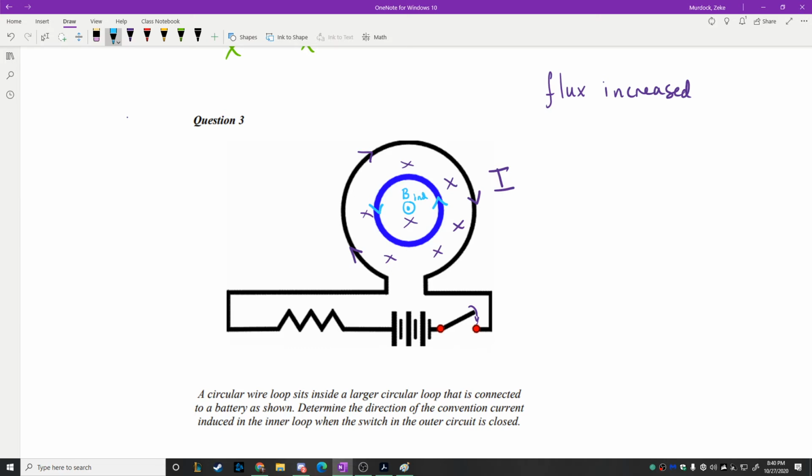There's a few steps to that, right? It's not just super simple. You have to go through each of the steps to get there. Yep, that's right. Flux increases, so the induced magnetic field must be opposite to the external field. Counterclockwise. Yeah, that's right.